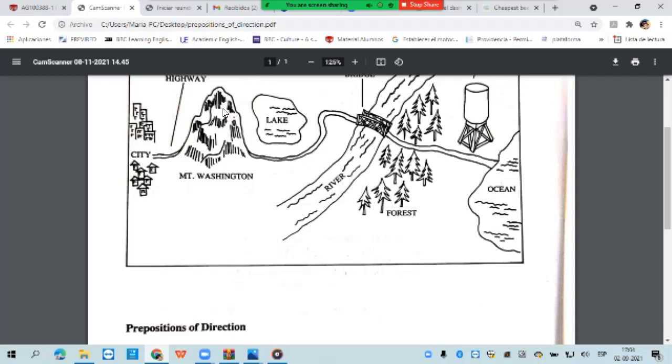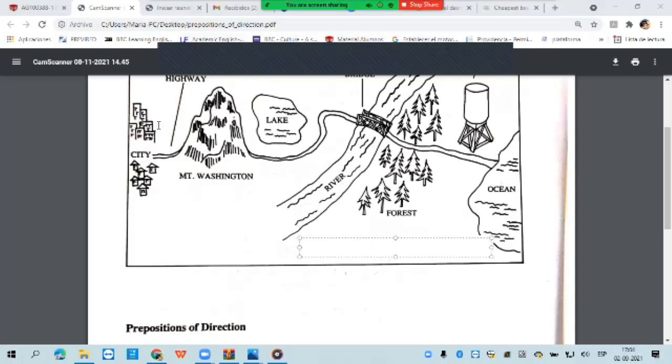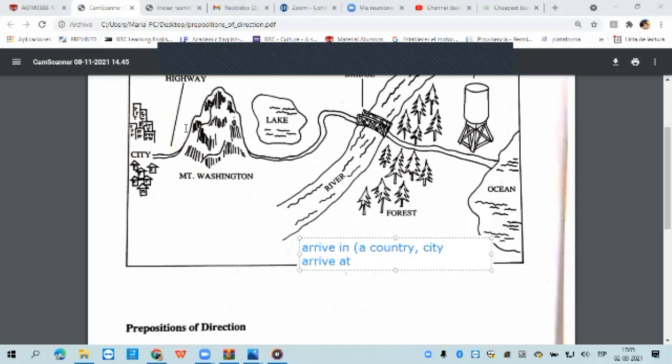Well, here we have, wait a minute. The verb to arrive actually has two possibilities. You arrive in or you arrive at. You never arrive to. When do you arrive in? You arrive in a country, a city. Usually a big place, yeah? Big place meaning a territory.